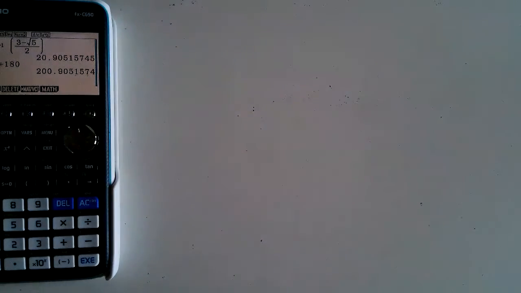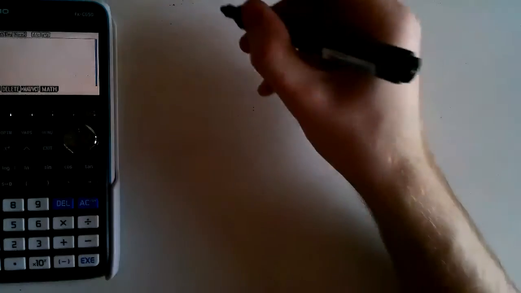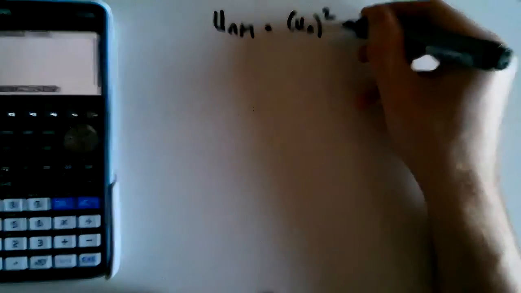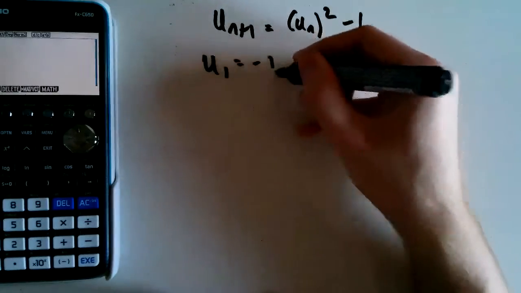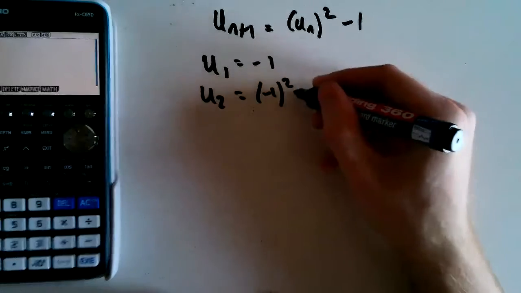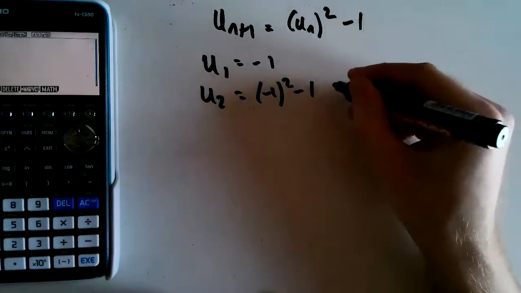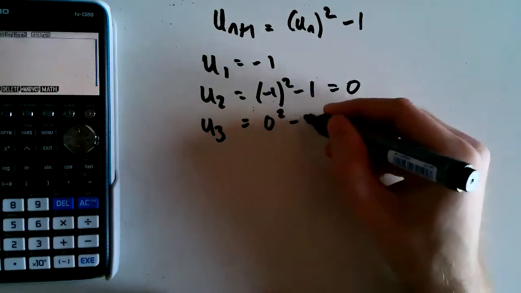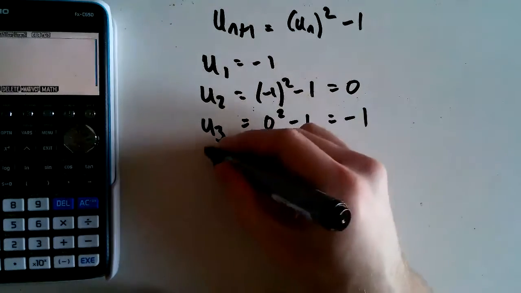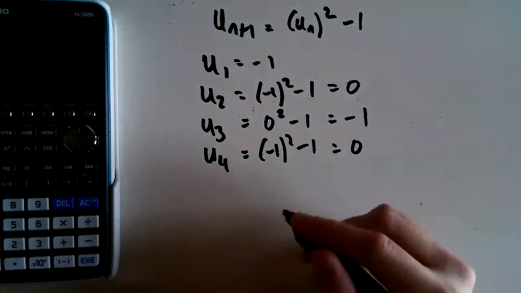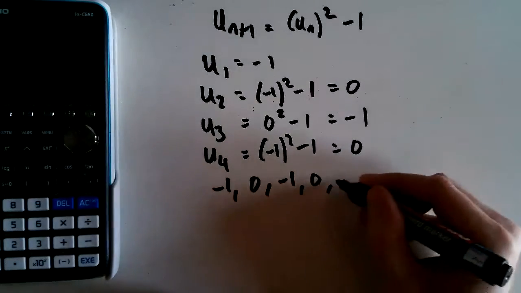Fourth one. Now these ones, as soon as you get your head around them, are straightforward. So we have u(n+1) equals un squared minus 1. And the first term is minus 1. So the second term, if I sub minus 1 into there, I get minus 1 squared minus 1. Minus 1 squared is 1, take away 1 is 0. So the second term is 0. Third one, I sub 0 into there, so 0 squared minus 1 gives me minus 1. To get u4, I sub minus 1 back into there, which will give me 0. So I'm going to get minus 1, 0, minus 1, 0, minus 1, 0.